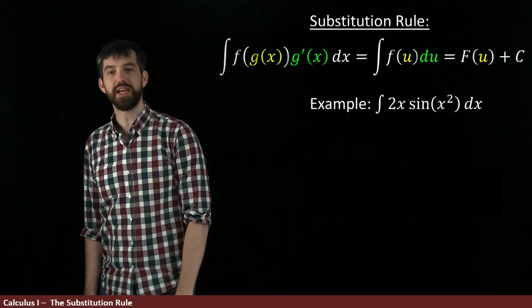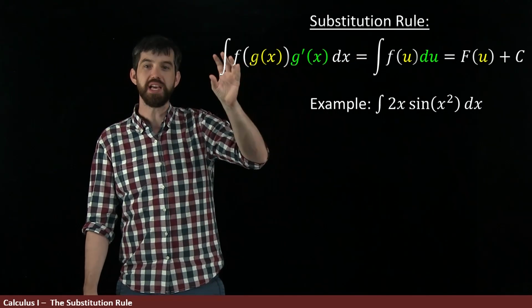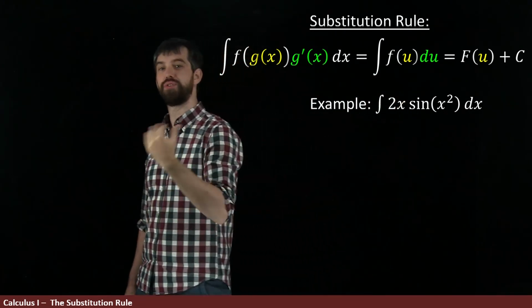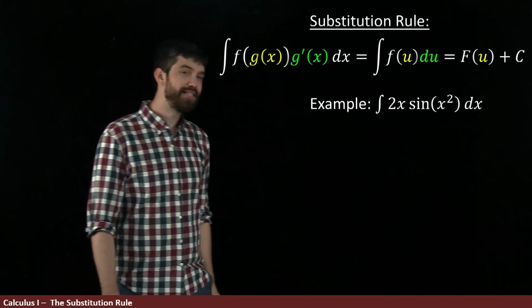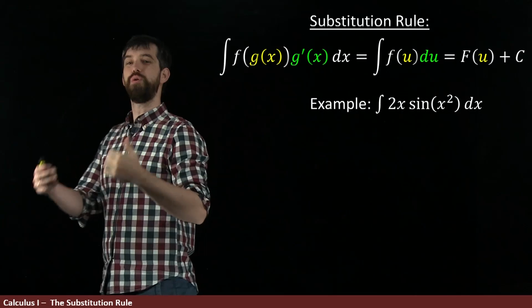I'm going to finally summarize it as saying this substitution rule is going to allow us to take integrals of this funky type. By letting u equal g of x, we can rewrite this as the integral of f of u du, and we get its answer. It's just going to be F of u plus c. Okay, so let's see how it works out in a specific example.